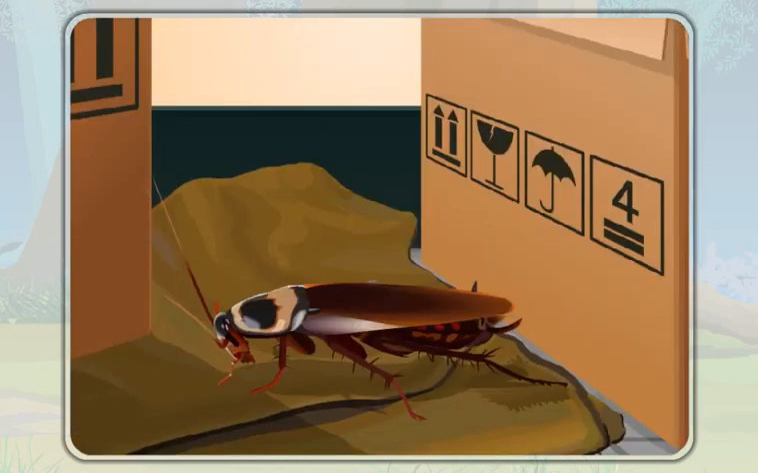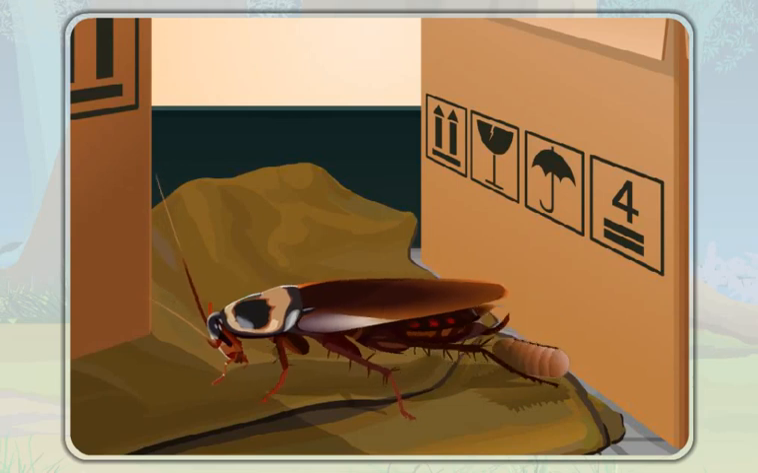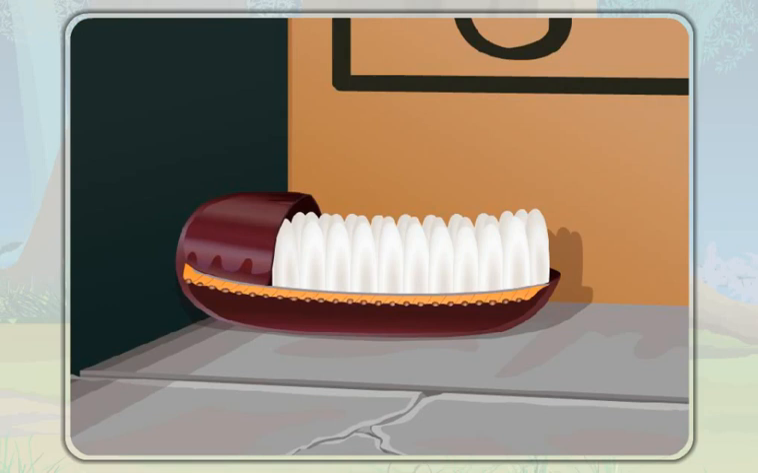Have a look at this female cockroach. You can see an ootheca coming out of its abdomen. A female cockroach can give up to 8 oothecae in its lifetime. A single ootheca may contain 6 to 40 rice-like elongated structures. They are the eggs of a cockroach.